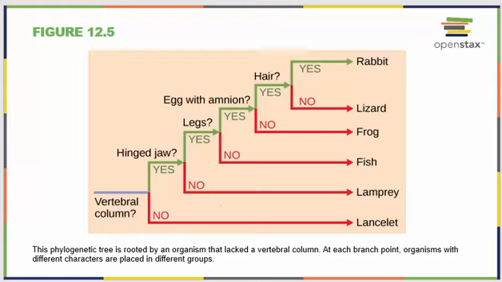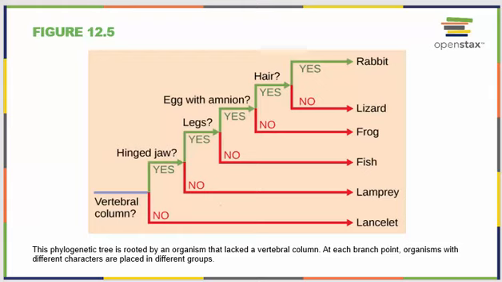But you start building kind of more complex creatures because your first kind of branching point says hinged jaw. So do you have a vertebral column but not a hinged jaw? You're probably a lamprey. Everyone above the lamprey, they all have a hinged jaw. But kind of the next added specialization is legs. Do you have a vertebral column, a hinged jaw but no legs? Good chance you're a fish.